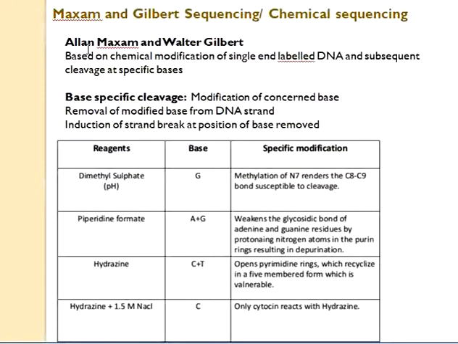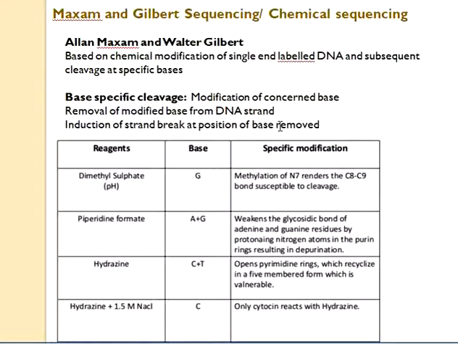So coming to the first method, called Maxam-Gilbert sequencing or the chemical sequencing method. This method was discovered by Allan Maxam and Walter Gilbert. It is generally based on the end labeling of DNA followed by chemical modification and subsequent cleavage at a specific modified base. This base-specific chemical cleavage involves modification of the concerned base, then removal of the modified base from the DNA strand, and finally induction of a strand break at the position where the base has been removed.